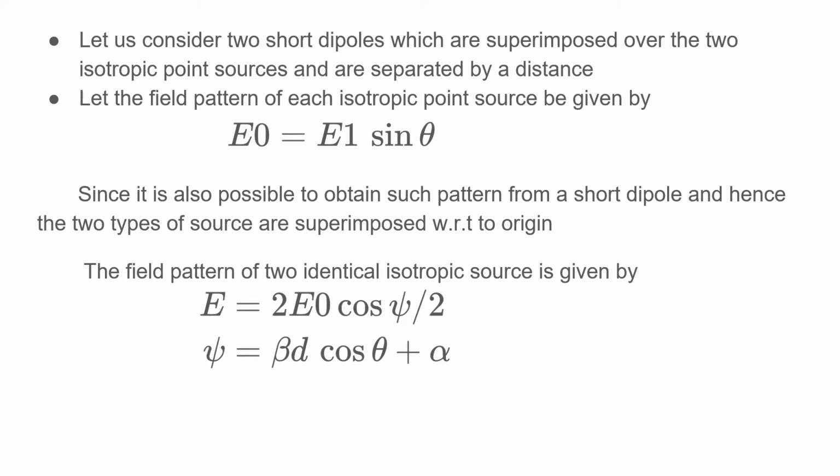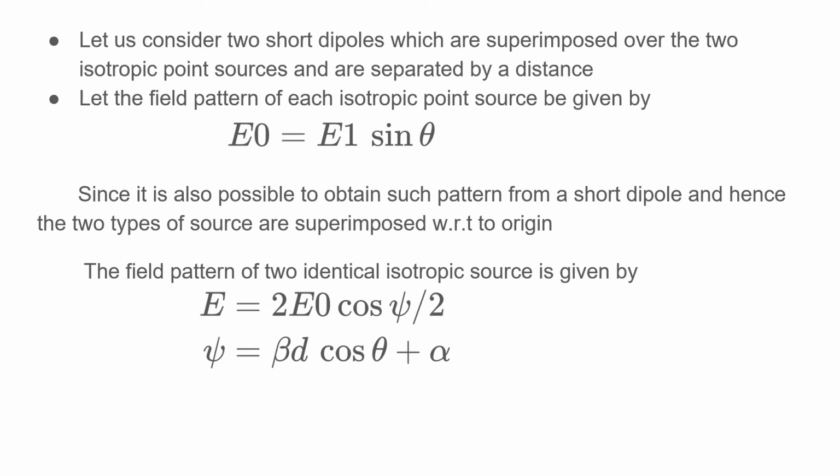So it is possible to obtain the pattern from a short dipole since both are superimposed with respect to the origin. So the field pattern of the two identical isotropic sources is given by E is equal to 2 E naught cos psi by 2, which we already know. This is the total field of two identical isotropic sources.